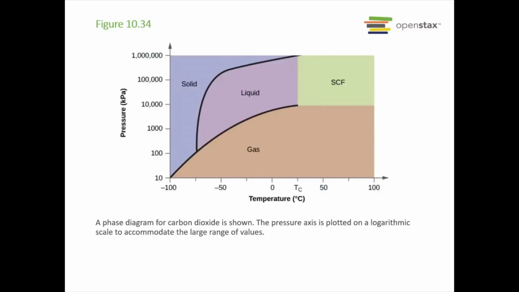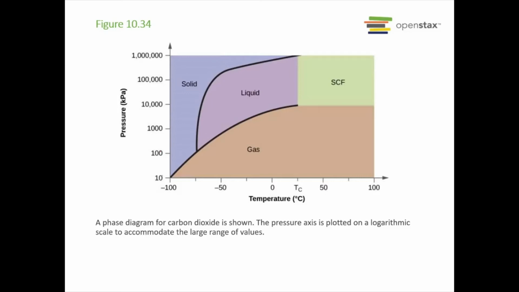So this is a phase diagram for carbon dioxide. This one's a little bit more accurate than the water one we were looking at. One thing to be aware of is the y-axis, where the pressure is on a logarithmic scale. So each tick isn't just 1 kilopascal, it's going up by a factor of 10. So we go 10, 100, 1000, 10,000. So something that might look like a linear plot here actually isn't linear.